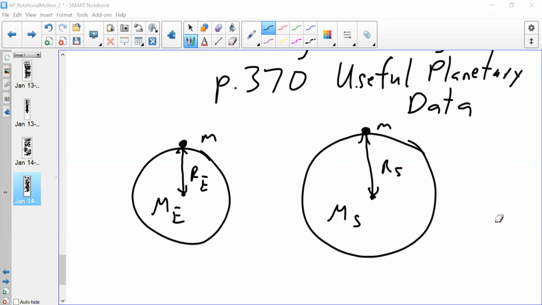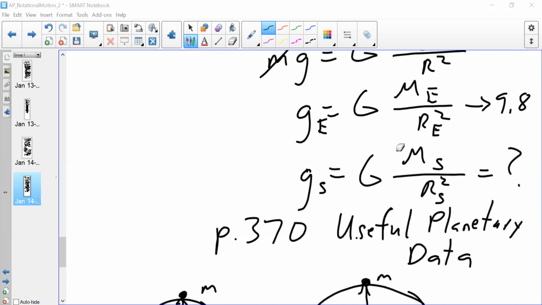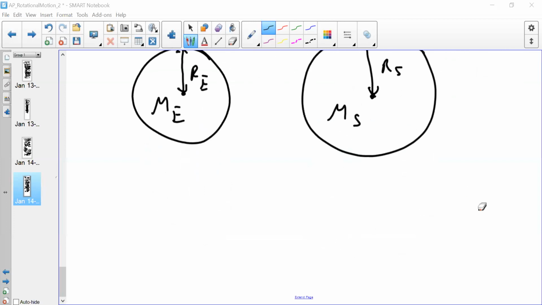And we'll be talking a little bit about Kepler's laws next time. So, you verify that Earth's gravity is 9.8 from this. Let's go ahead and do that, shall we?